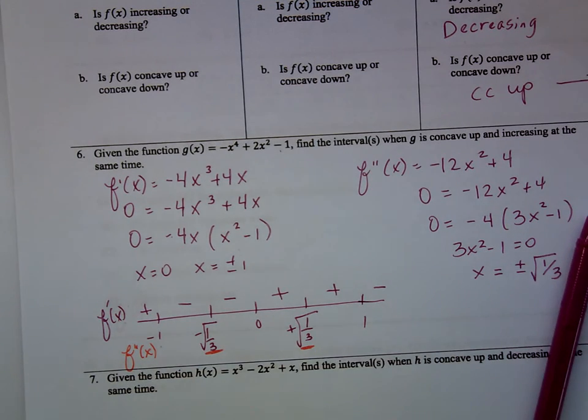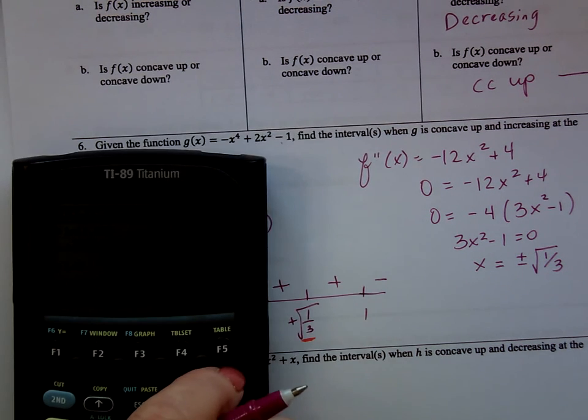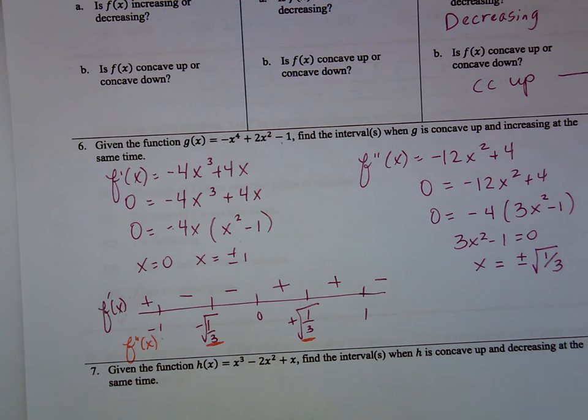What is 1 divided by 3, and then to the 0.5, the square root? So 0.57. Okay, so we need to go 0.6 on this one. I don't know if you can see that on the screen, but anyway, this comes out to be 0.577. So I need something to the left and to the right of that.